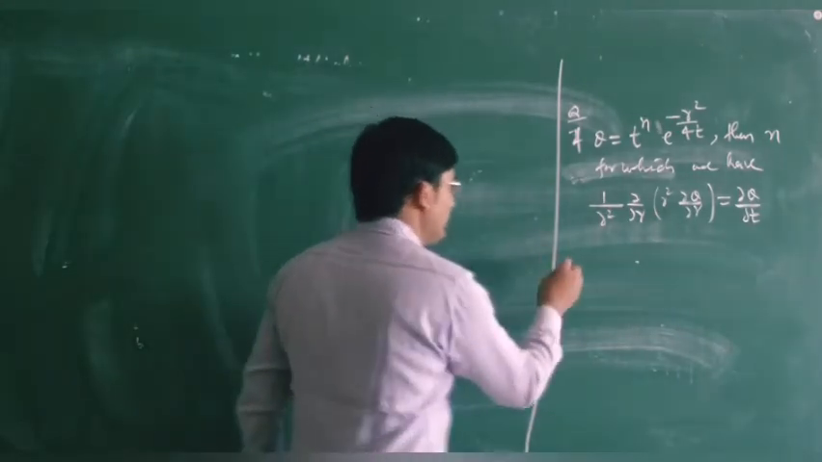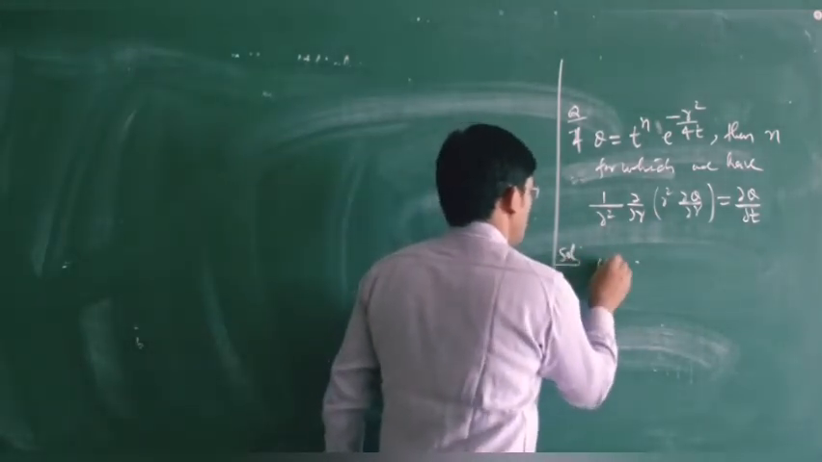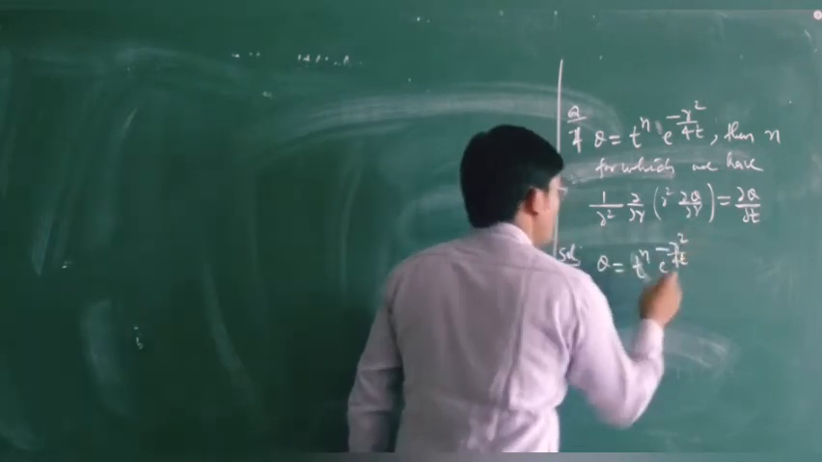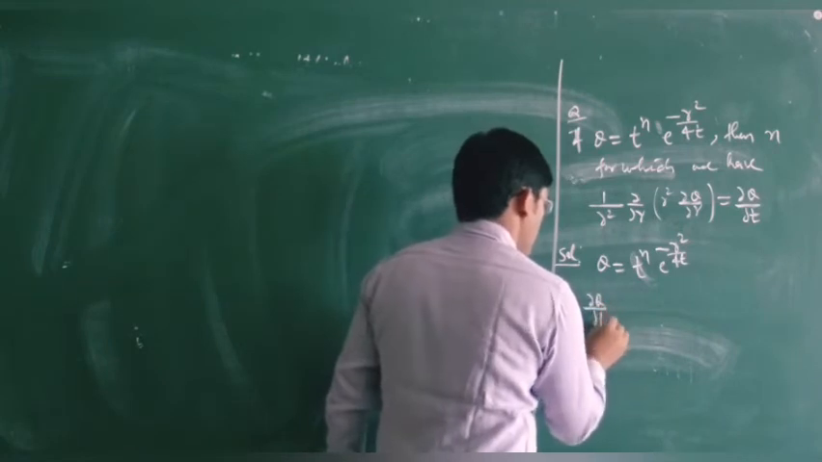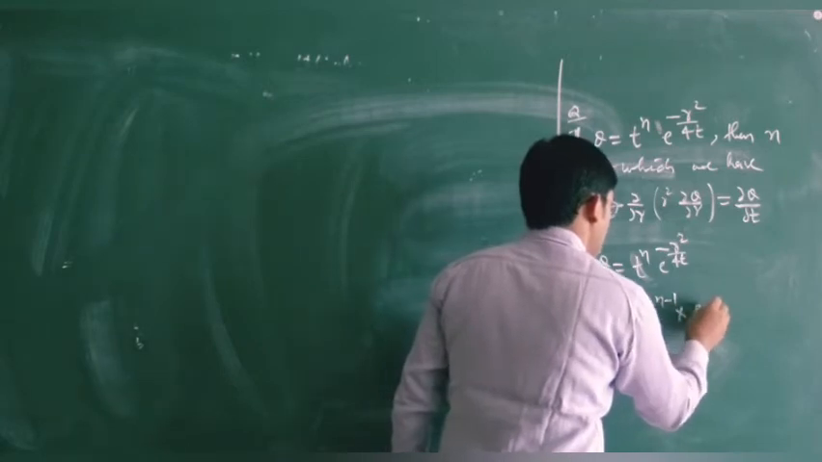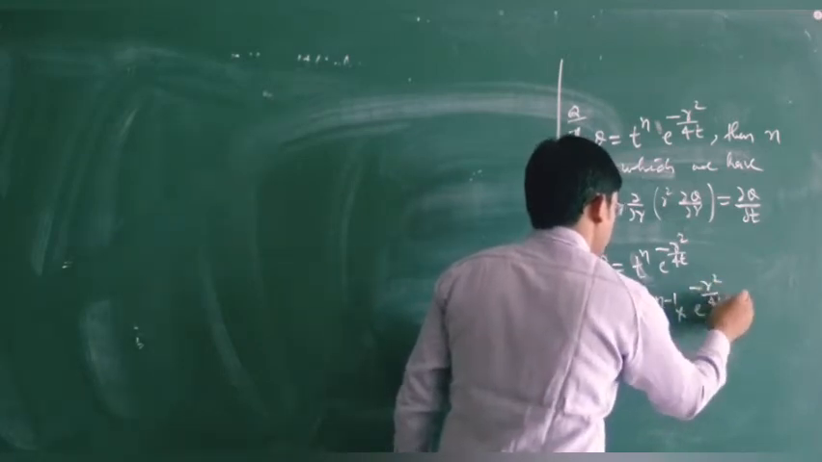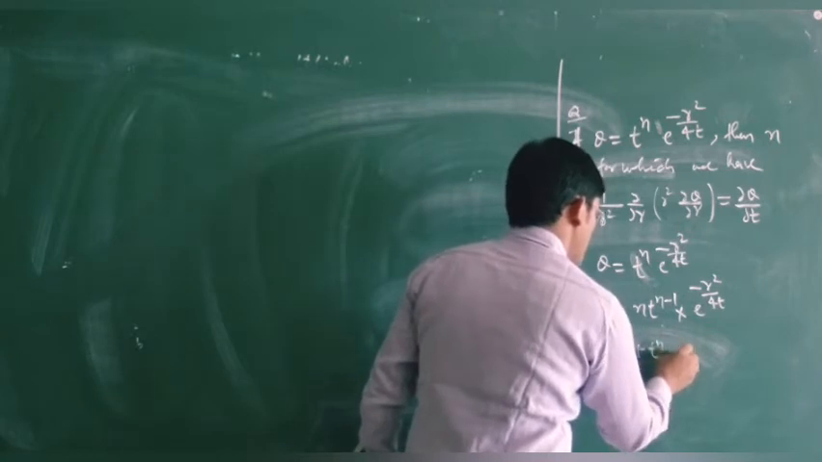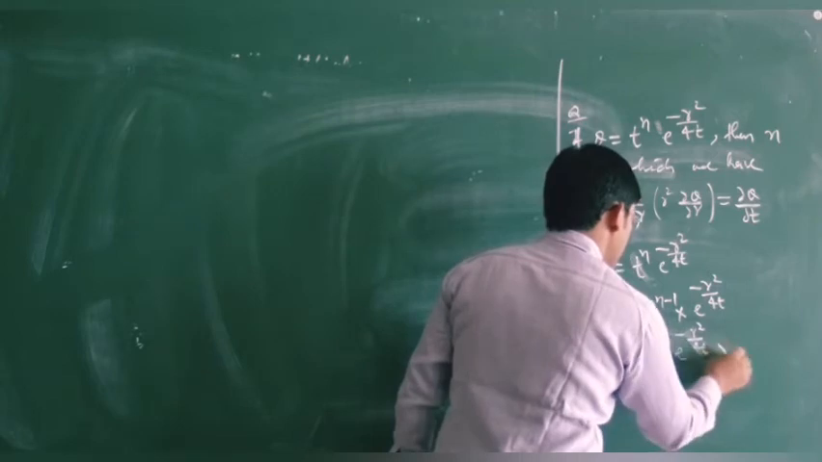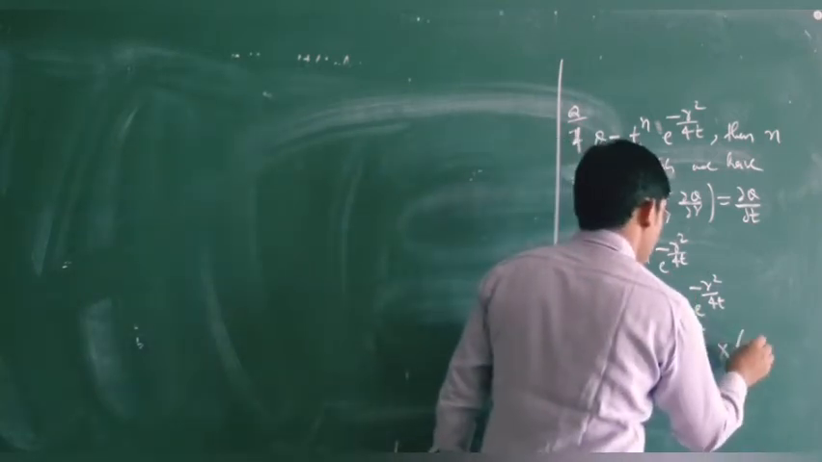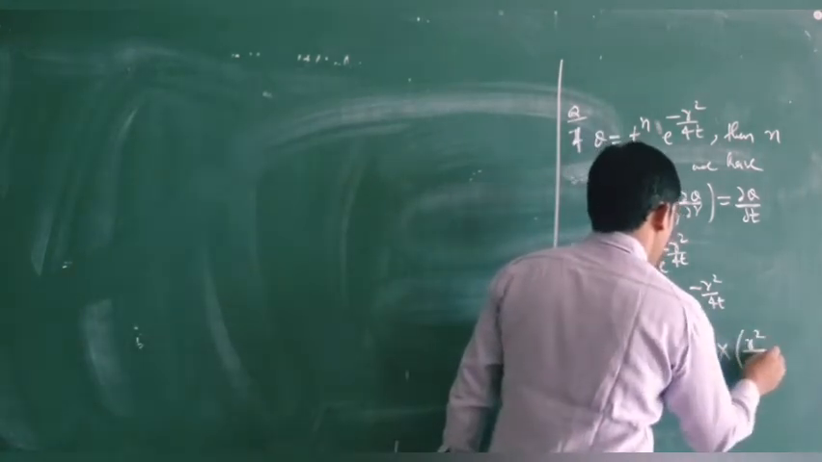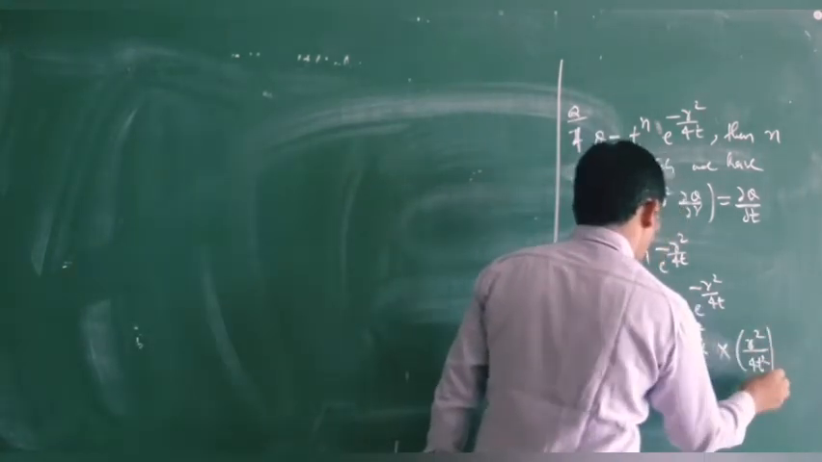So ∂θ/∂t will be, your θ is t^n e^(-r²/4t). So ∂θ/∂t will be, now the differentiation of t^n will be n t^(n-1) into e^(-r²/4t), then t^n, and the differentiation of e^x will be e^x, and then the differentiation of this bracket will be, now differentiation of 1 upon t will be minus 1 upon t², so we will have r² upon 4t².